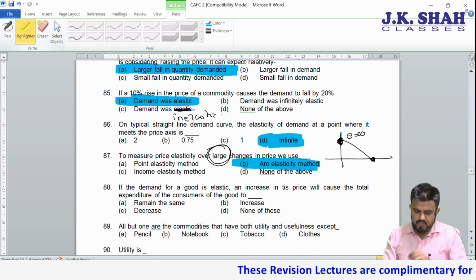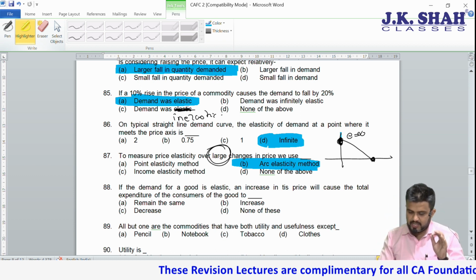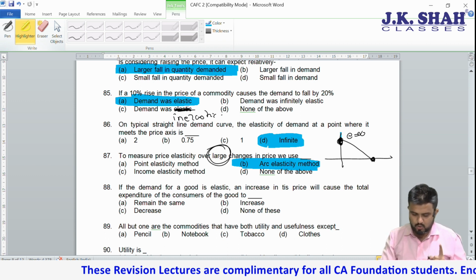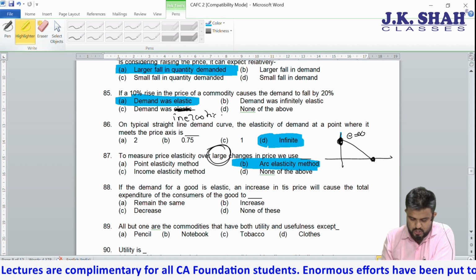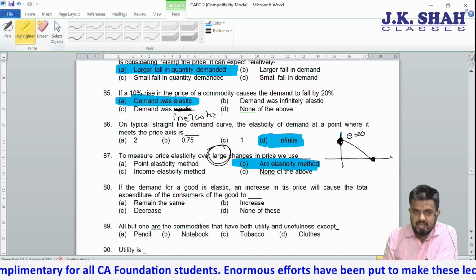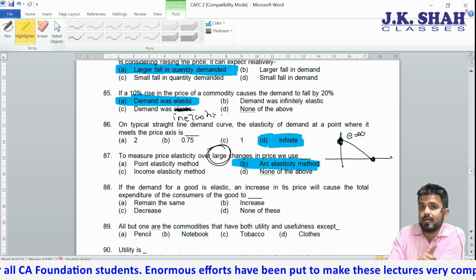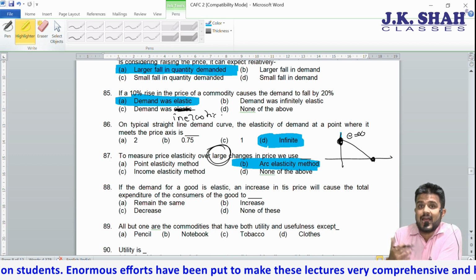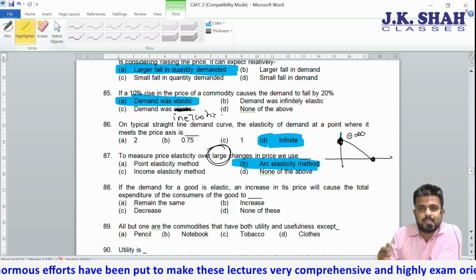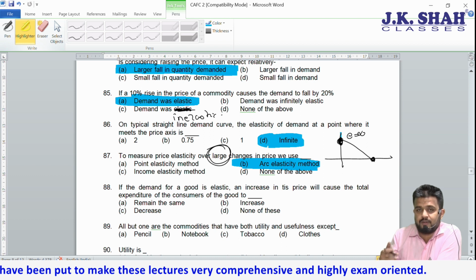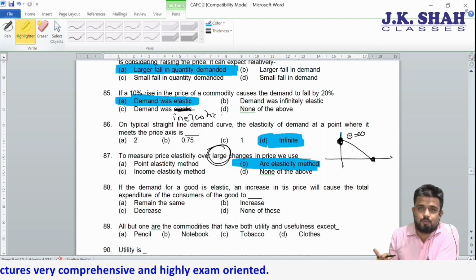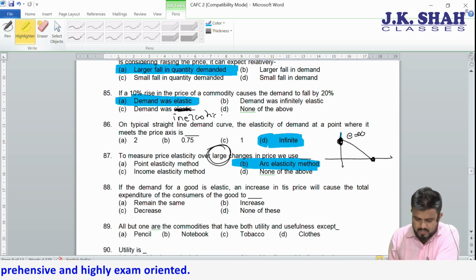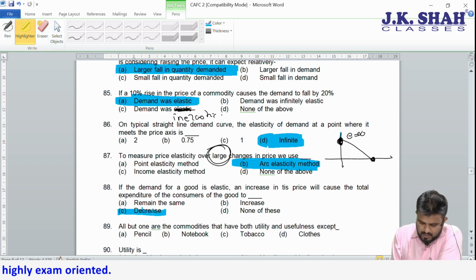Next, 88. If the demand for a good is elastic, an increase in its price will cause the total expenditure of the consumer of a good to dash. Students, 88. Product is elastic, they are telling, which means the product may not be that important. And if price increases too much, which means if our luxury goods becomes expensive, people may not buy, people may postpone, people may reduce their purchase. So in short, what will happen to the demand? Demand will decrease.